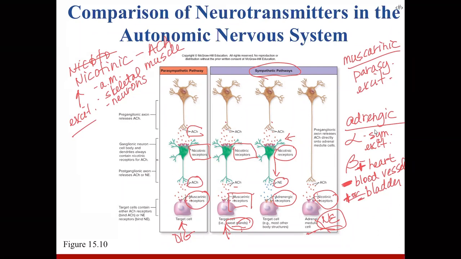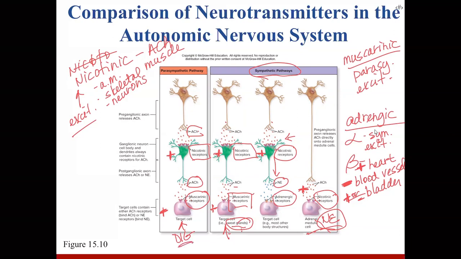So let's look at it this way, and maybe I can make a picture. Parasympathetic: acetylcholine binds to nicotinic receptors, and those are always going to be excitatory. They're always going to make something happen. It's going to go forward. Now muscarinic, the next step, is excitatory. If something binds to a muscarinic receptor, it's going to stimulate something to happen.